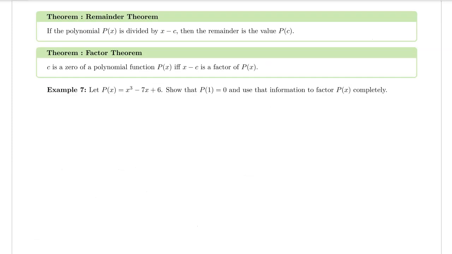So let's talk about these two theorems. The remainder theorem says if the polynomial p of x is divided by x minus c, then the remainder is the value p of c. Very interesting. The factor theorem says c is a zero of a polynomial function p of x if and only if x minus c is a factor of p of x.